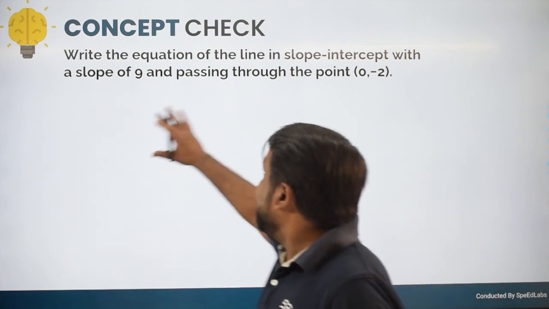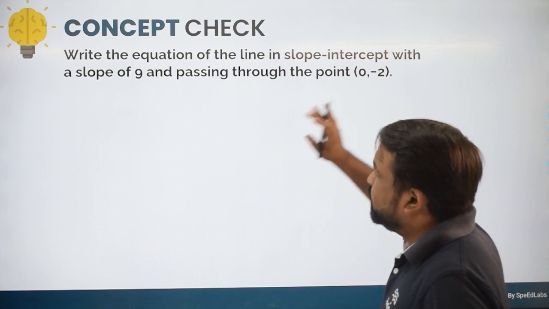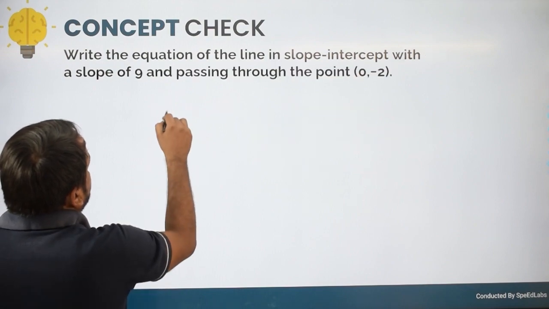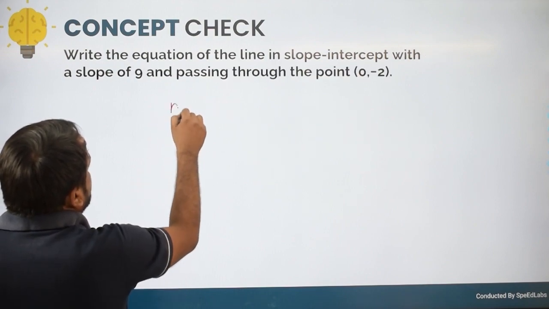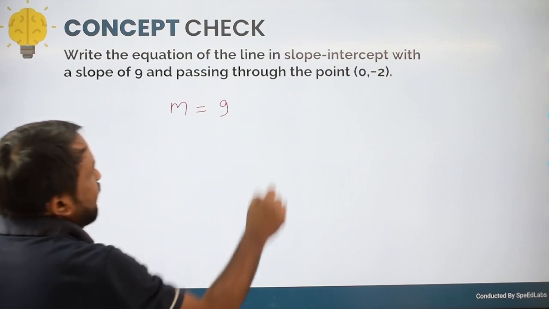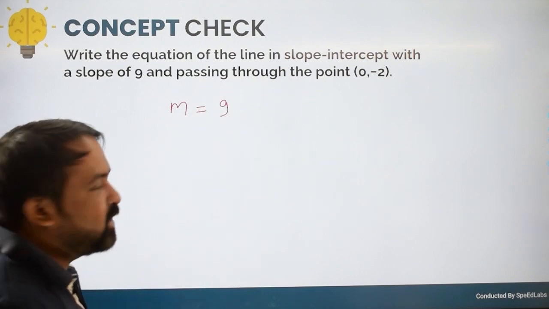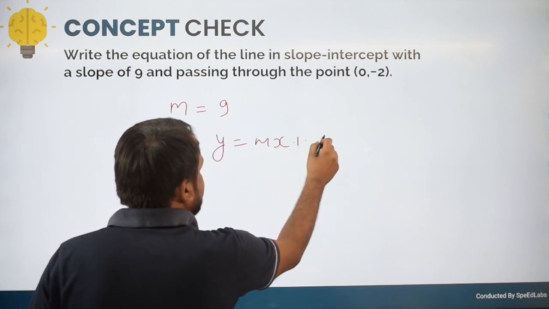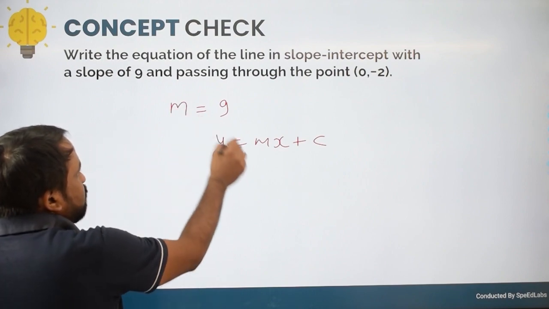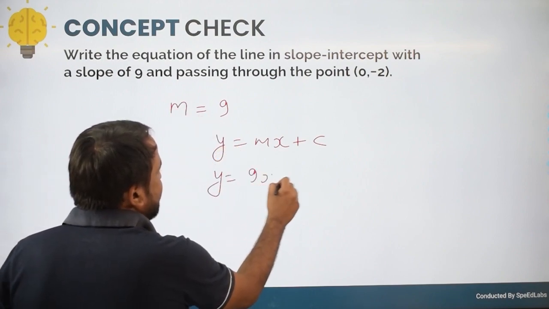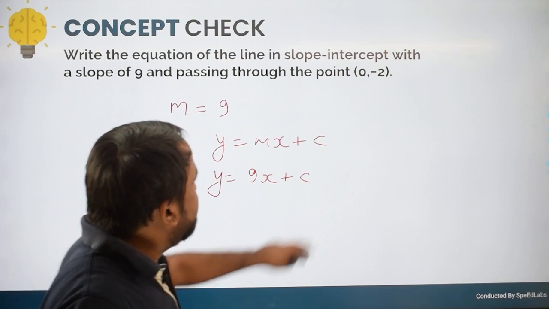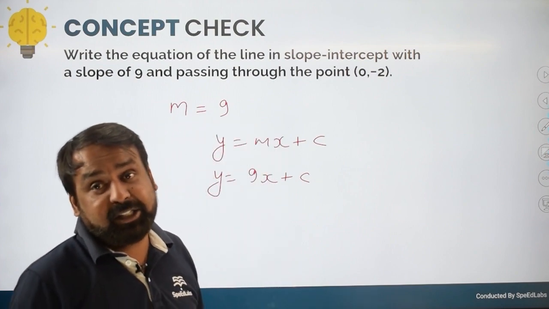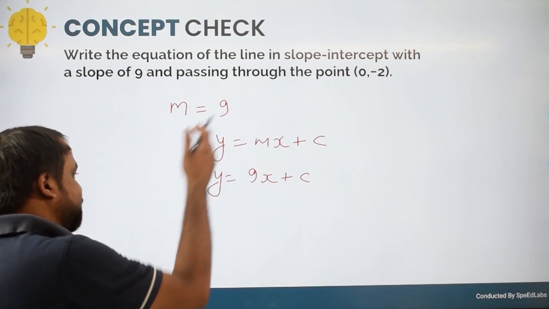If m and c, that means slope and y-intercept, are given to us. Next question here: write the equation of the line in slope-intercept form with slope 9, that means the value of m is again given to us. So, m is 9 and the line is passing through the point 0 comma minus 2. So, y equals mx plus c is the equation of the line. Let us put the value of m, so y equals 9x plus c, and we can put this point in this equation because the line is passing through the point 0 comma minus 2, so it should satisfy this equation.